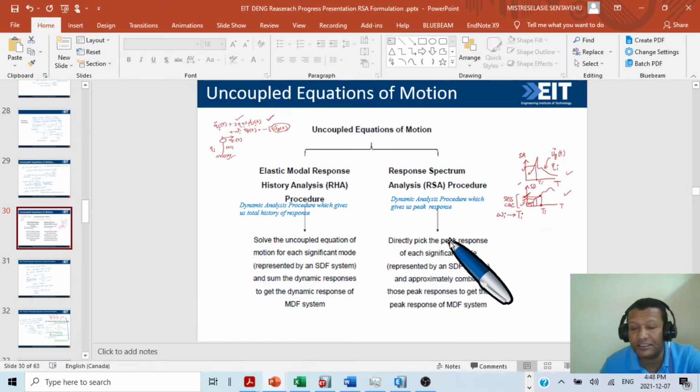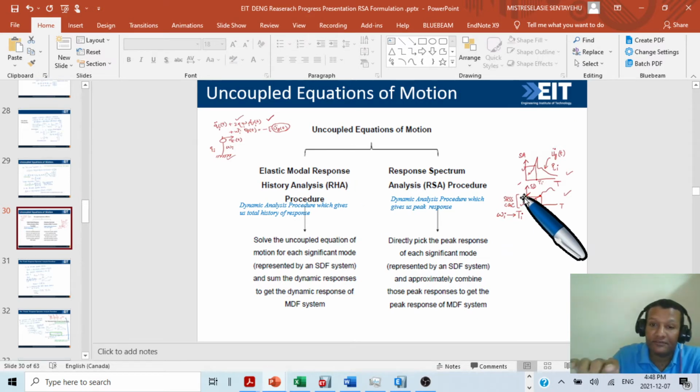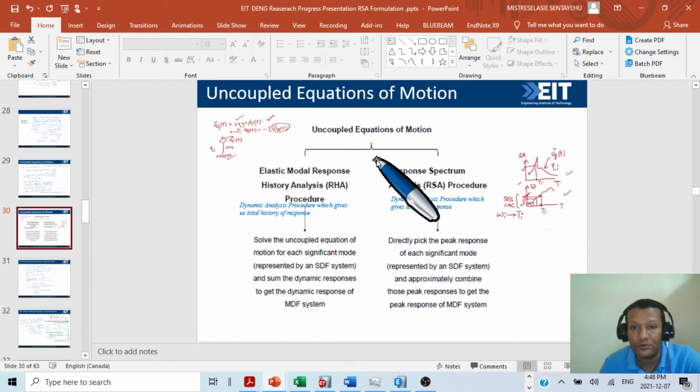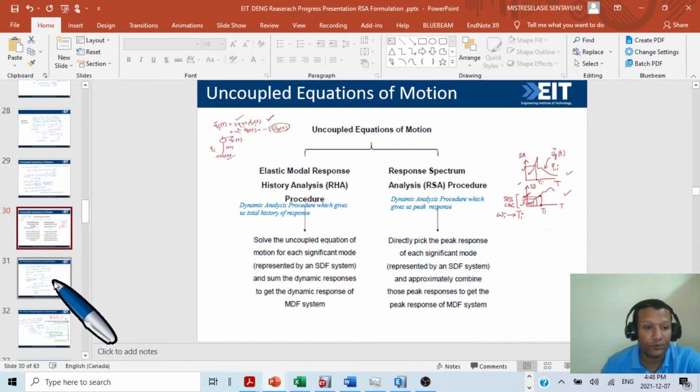So this is very easy compared to the other one. This one is a dynamic analysis procedure which gives us peak responses only, but the other gives us the total history of responses. So this is the difference. But for our cases, starting from this point, we identify the response spectrum. We have two types of response spectra. Starting from this, we are going to use the elastic response spectrum analysis procedure, because ETABS also uses this one, and we are going to do that.